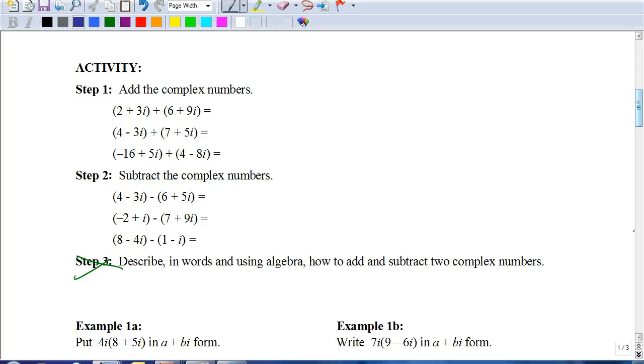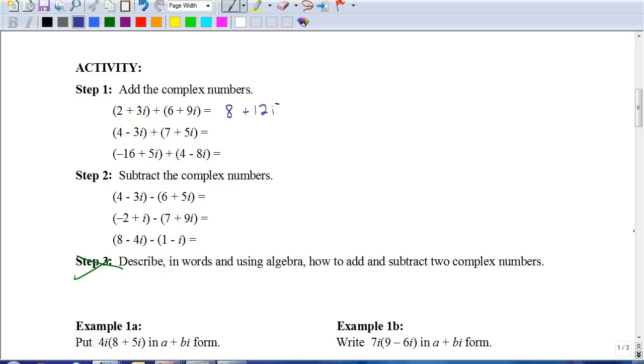Adding just involves, well, first off, if we don't have anything outside of the parentheses to distribute, we just add these normally. So we add together our like terms. So 2 plus the 6 would give me 8. 3i plus the 9i would give me 12i, so my answer here would just be 8 plus 12i. We can't add those together because they're not like terms, just like 8 plus 12x would have remained like that. These would remain as separate items, 8 plus 12i.